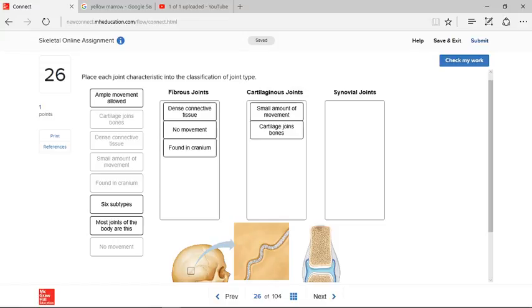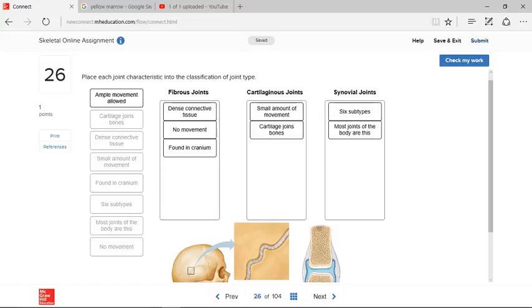Six subtypes. Whoa, that is weird. Oh, that is definitely synovial. I remember reading that: most joints of the body are this. Here we go, most joints in the skeletal system are synovial. Bam, right there, synovial joints. There's a reason why ample movement is allowed.